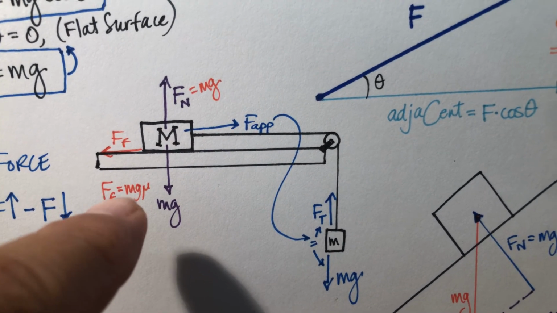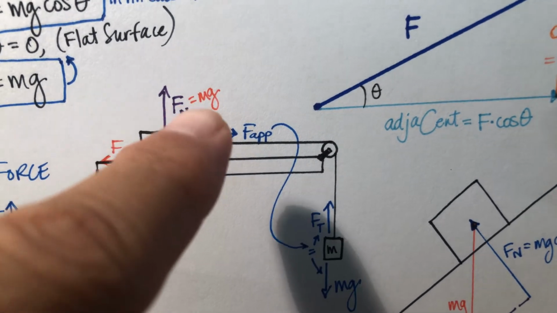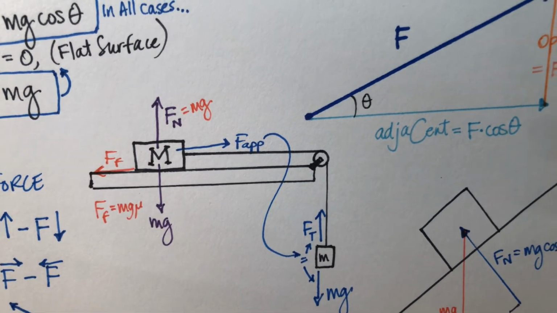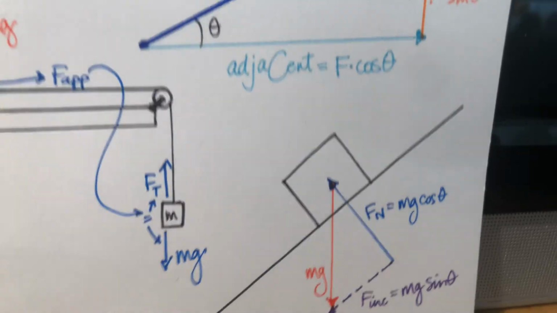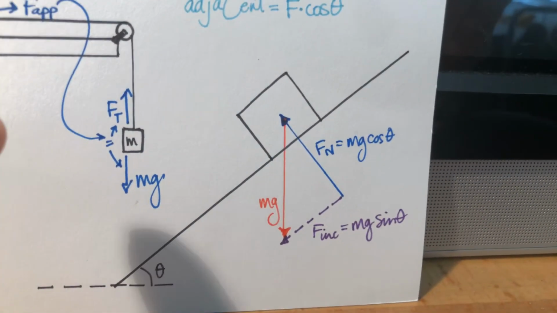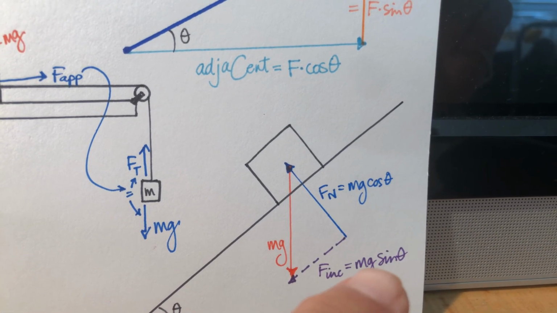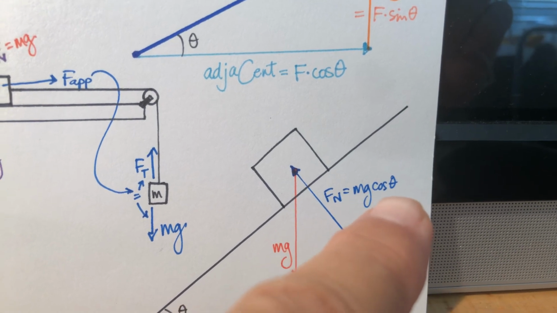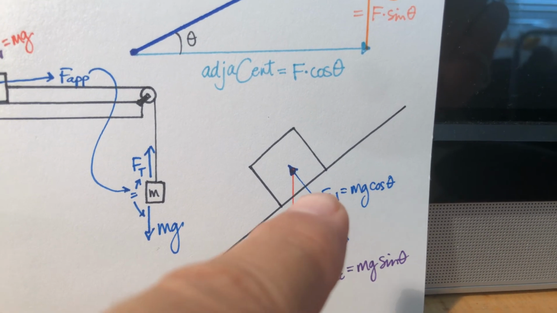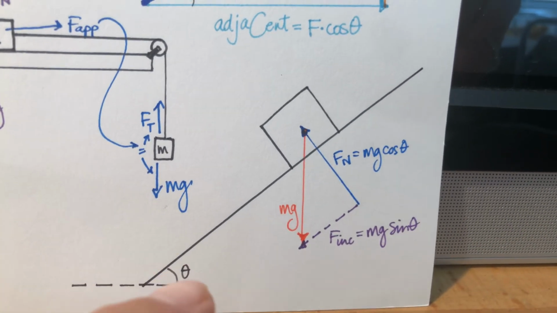So then friction force is mg mu, right? So normal force is equal to mg. Now if we have that same box sliding here, we're looking at mg as the hypotenuse, the incline force is mg sine theta, normal force is mg cosine theta. This is theta, this angle, same as this angle.